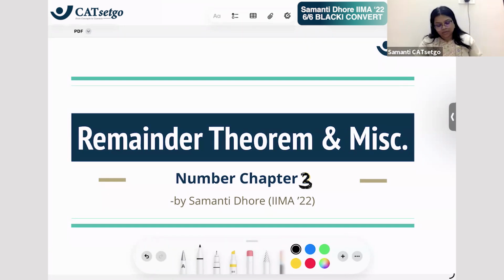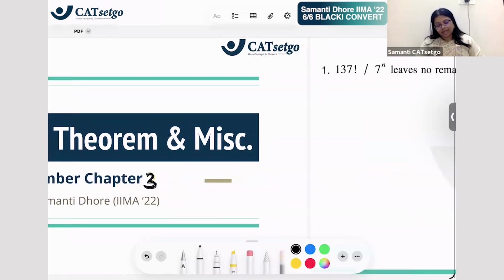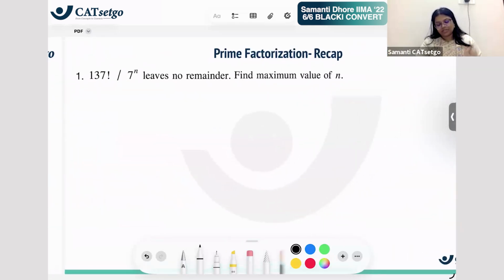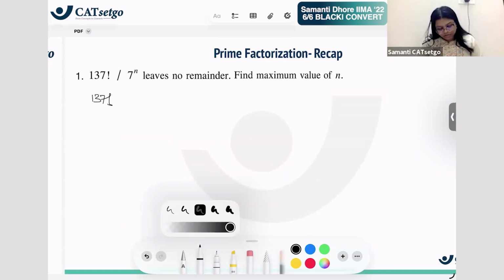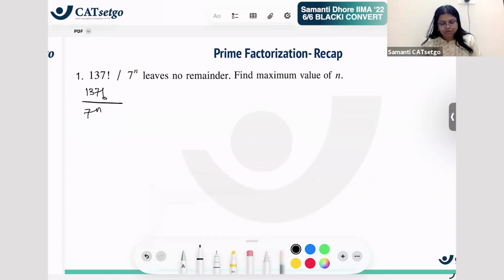So today is going to be the theory class for remainder theorem. But before we move there, let us solve the two questions which I gave you as homework in our last class. First question was 137 factorial divided by 7 raised to n leaves no remainder. What does it mean? If this division is not leaving any remainder, it means this is completely divisible.